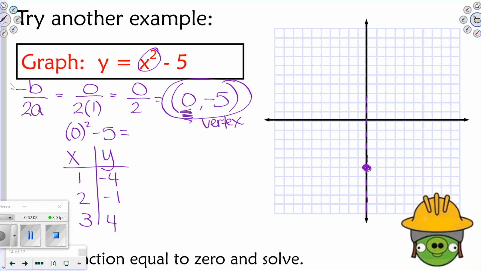All right, so let's go ahead and plot these. 1, -4, and reflect. 2, -1, and reflect. And 3, 4, and reflect.